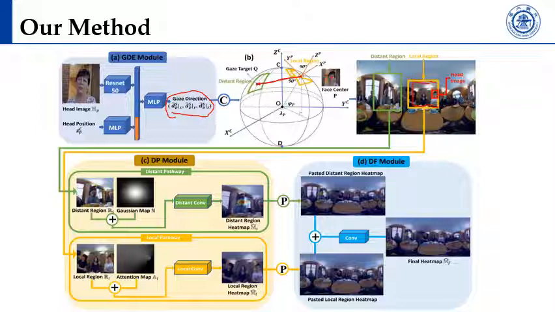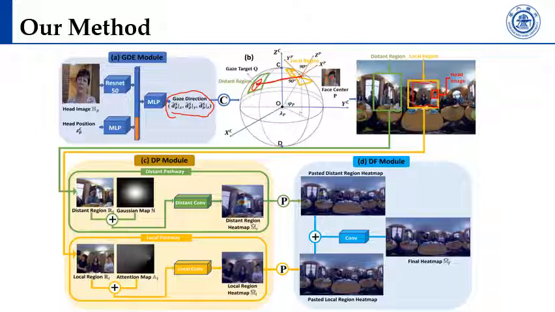Here we have the intersection here. Then we use a Gaussian kernel centered at the intersection as the attention map. The heat maps obtained by both the distant pathway and the local pathway are combined together to form the final gaze target heat map.